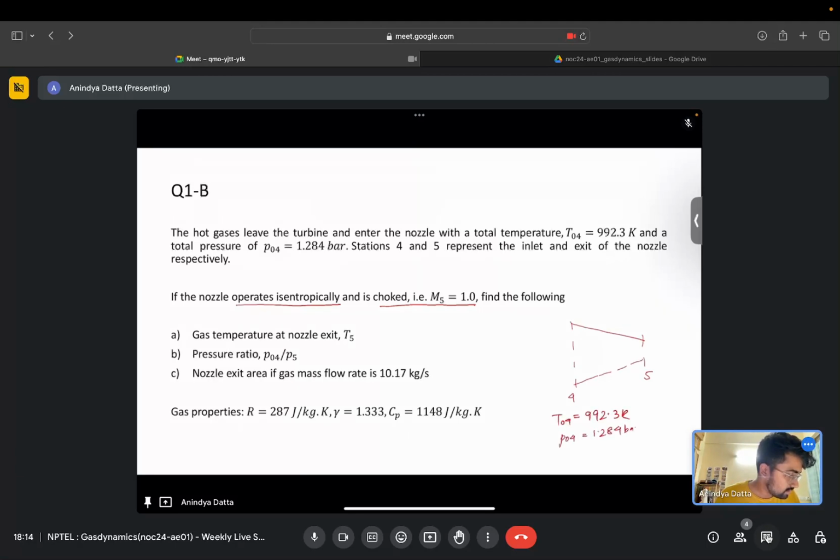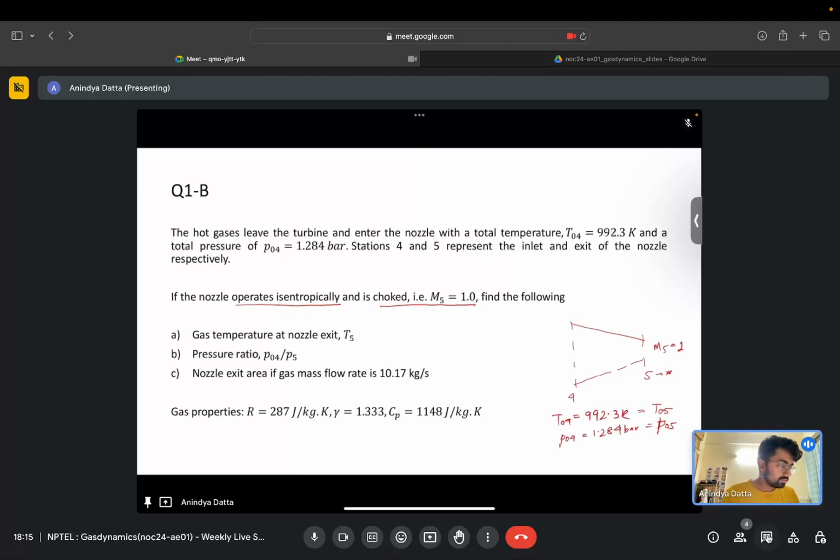Now when it says that the nozzle operates isentropically, we can say that the stagnation temperature and stagnation pressure stay constant. So at the exit of the nozzle, the stagnation properties will be the same as at the inlet of the nozzle. And what else is given, M5 is equal to 1. This means that station 5 corresponds to what we call the star condition, because the star condition is the condition at which the Mach number is equal to 1.